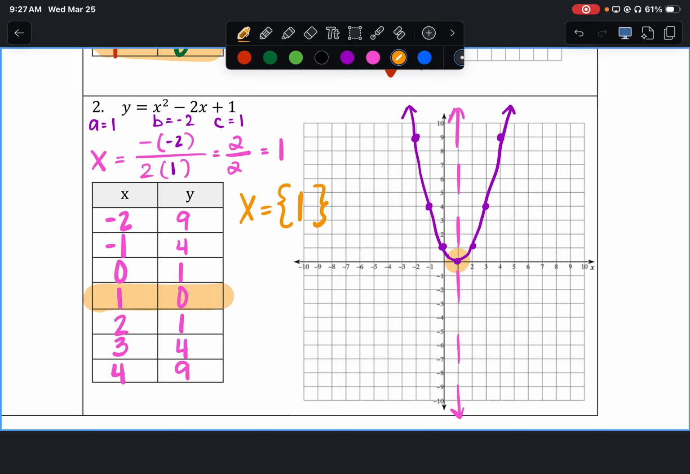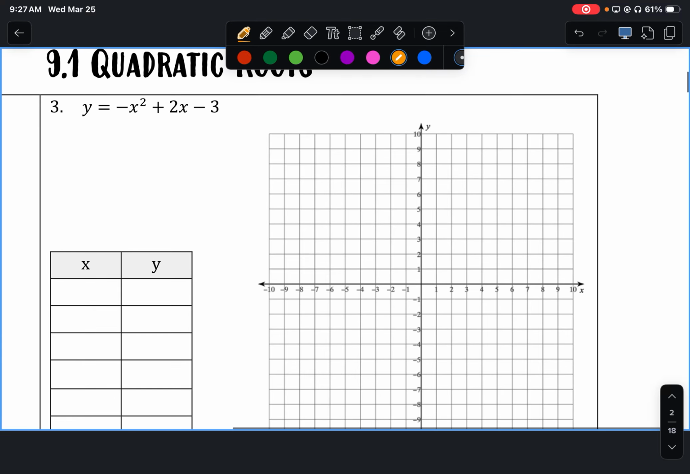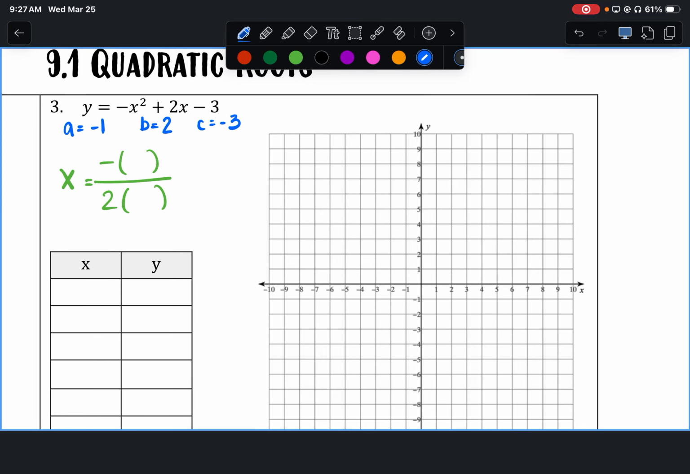How many solutions does number 4 have? 2. Okay, what are the 2 solutions? 2 and 8. So you would write your answer as x is equal to, use that curly bracket, 2, 8. And when you write the solution, you write it from smallest to biggest, number-wise. All right, so that is all you have to do to solve by graphing, okay?